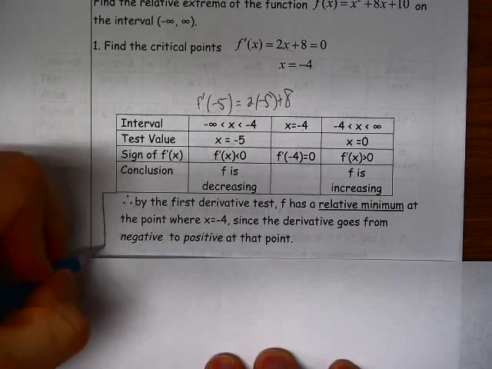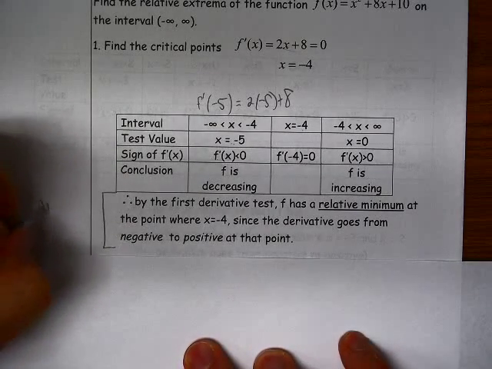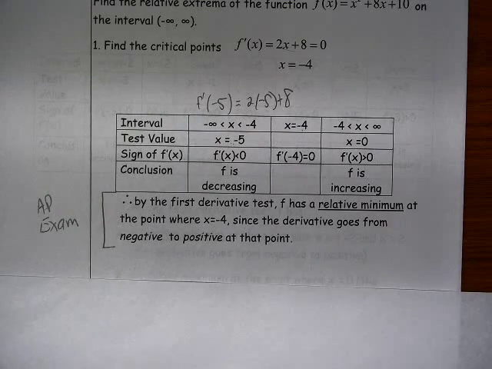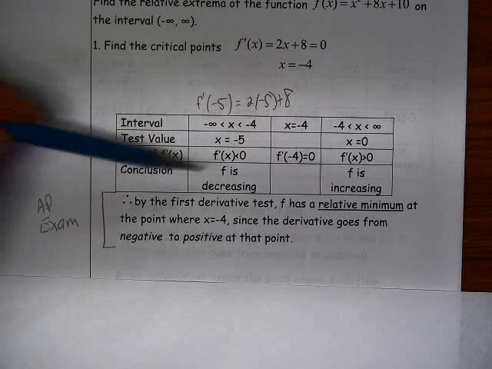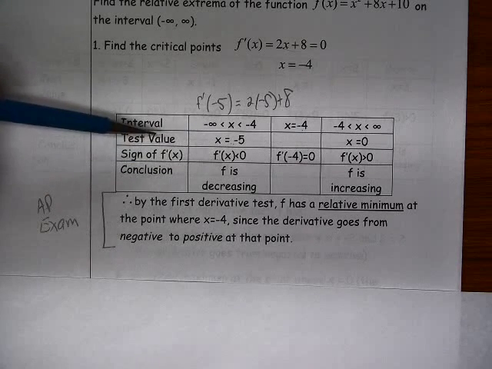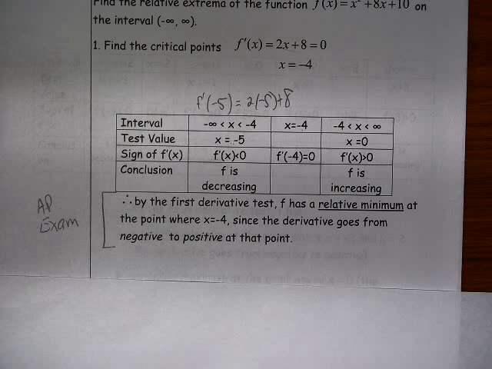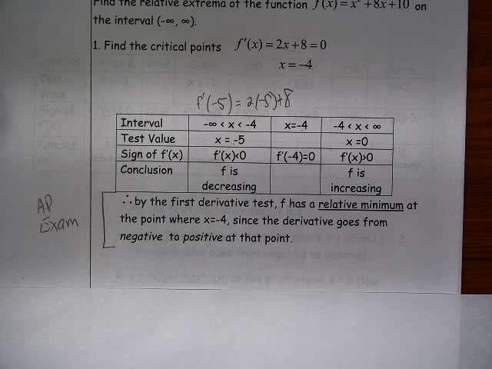This justification is very important. On the AP exam, this is what you get credit for. You won't actually get credit for the table. The table is your work. The conclusion is what you get. That's the answer that actually gets graded. So it's important that we make that conclusion very explicitly.